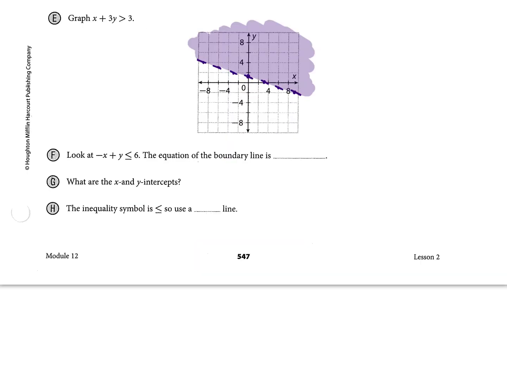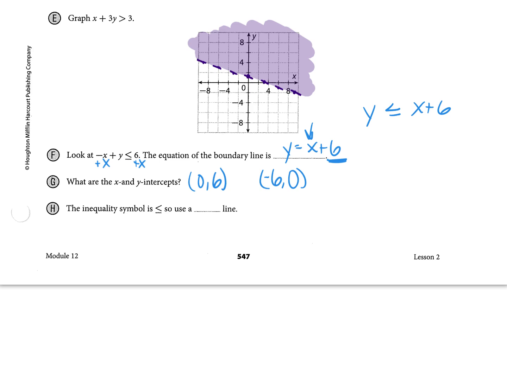Now look at negative x plus y is less than or equal to 6. The equation of the boundary line is, move the x over, so we'll end up with y is less than or equal to x plus 6, and they want it written as an equation. Then it says, what are the x and y intercepts? Well, the y-intercept is 6. But if we put 0 in the y position, x would have to be negative 6, because negative 6 plus 6 gives us 0.